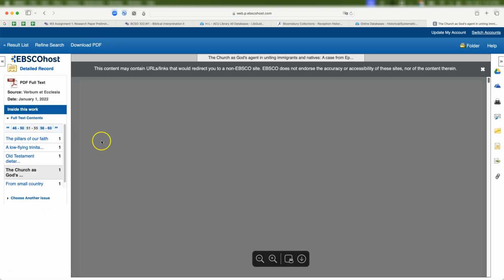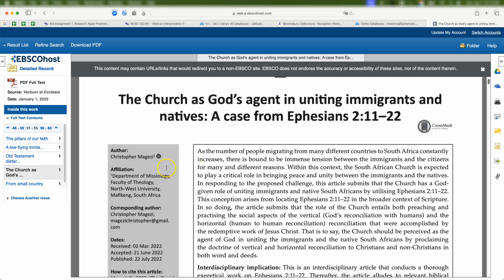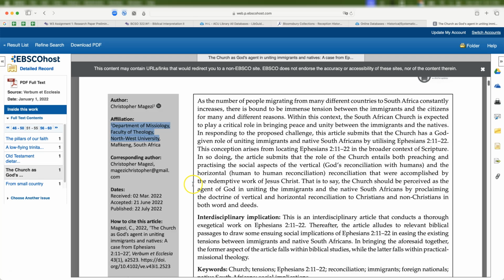So as we look at this, we want to find some information about this person. They are a professor in a department of missiology at a university in South Africa. So that tells us a bunch of things right away. And they're talking about immigration in their country.